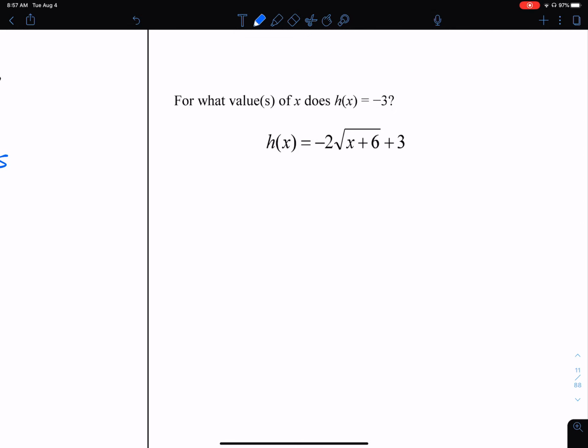For what value of x does h of x equal -3? So we're putting -3 in for h of x. Now, how do we solve an equation in which the variable is inside of a radical? Just like the absolute value, you want to get the radical by itself. So I'm going to subtract 3 from both sides. It's going to give me -6 equals -2 times the square root of the sum of x and 6. And I'm going to divide both sides by -2. This is all one term, so that's going to cancel that -2 out.